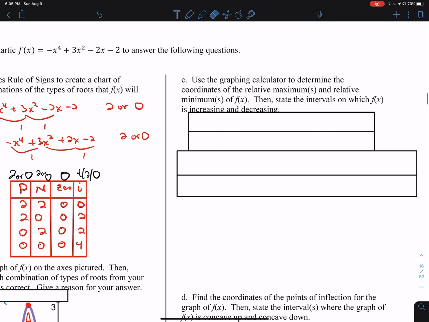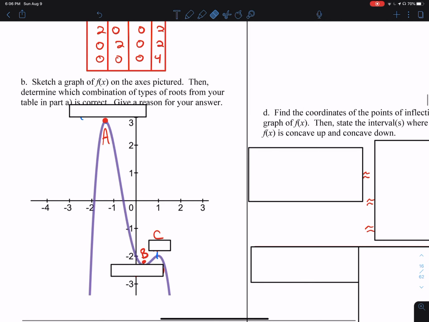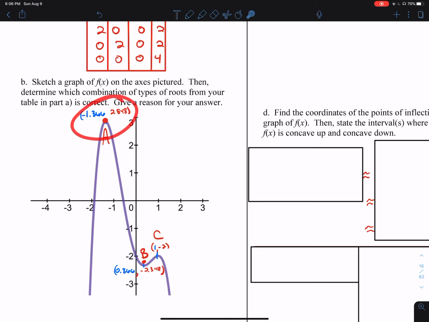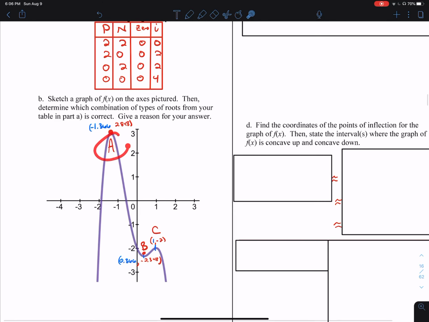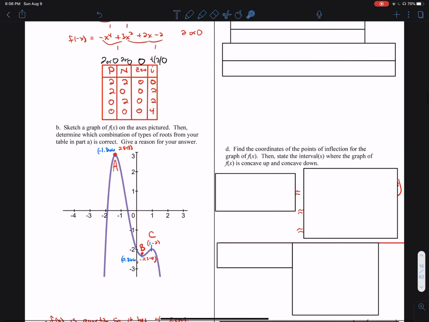Part C, using your graphing calculator, determine the coordinates of the relative maximums and minimums of f of x and state the intervals to which f of x is increasing or decreasing. While I used my calculator, I did second calculate maximum, second calculate maximum, second calculate minimum, rounded to 3 decimal places where I could, and I got maximum here and here and a minimum here at B. Now I labeled those with points, and you'll see why in a bit.